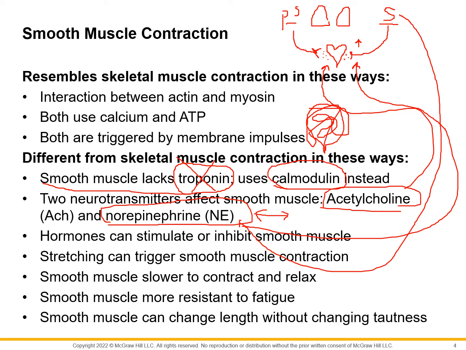Now, these smooth muscles are slower to contract and relax. They are more resistant to fatigue, and so those are two big things. And I hope that makes sense. But we'll talk more about norepinephrine in a little bit, especially when we get into the nervous system.